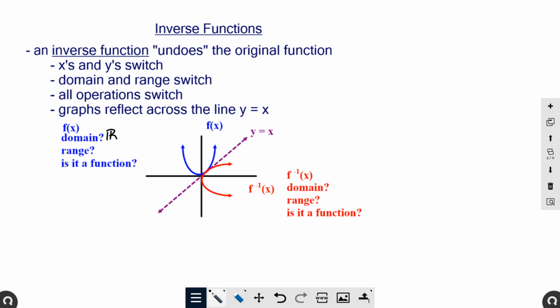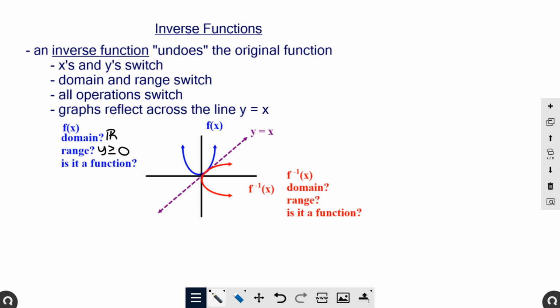Now, is the range all real numbers? No, because range is how far the graph goes up and down. What y values does it cover? Well, this particular parabola has a starting point, and then it's graphed above. Where do you think the starting point is? 0. So for our range, we would say y is greater than or equal to 0, because it starts at the x-axis and everything is graphed above.